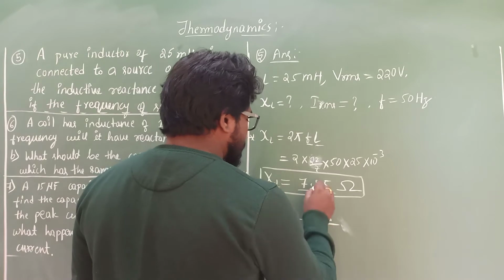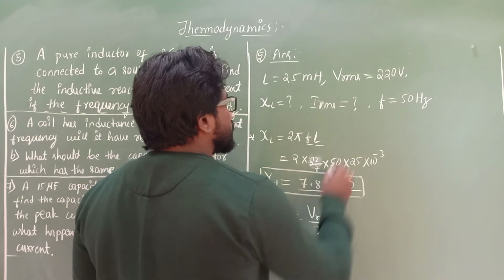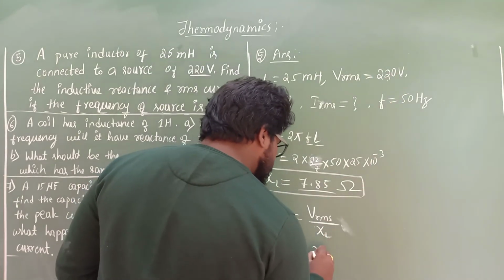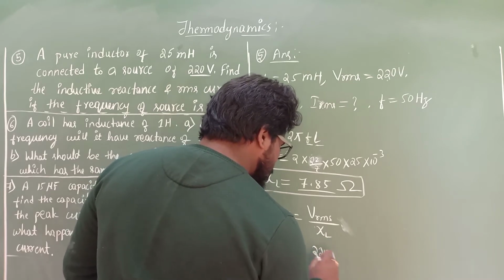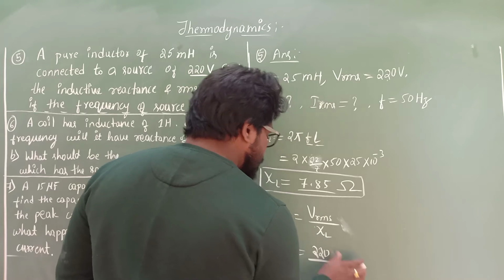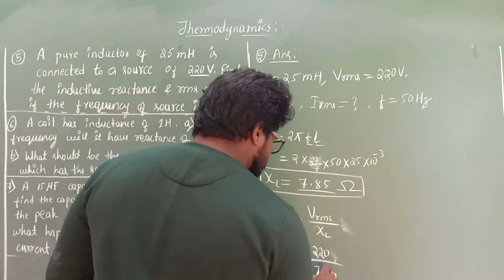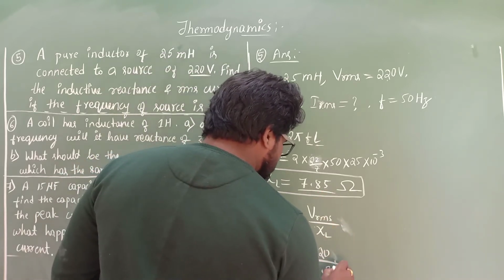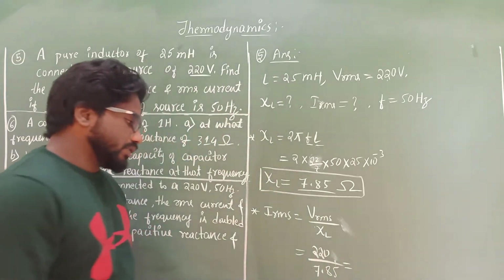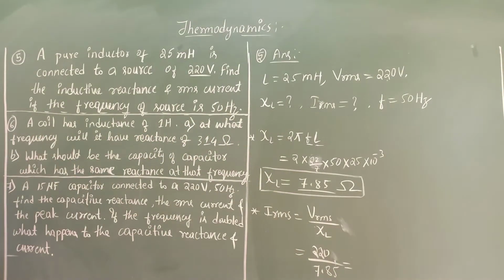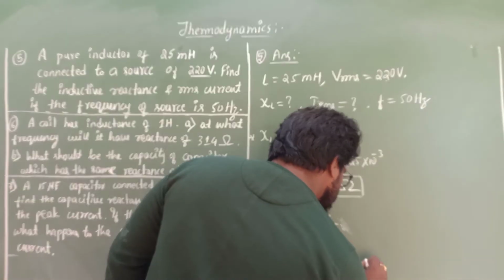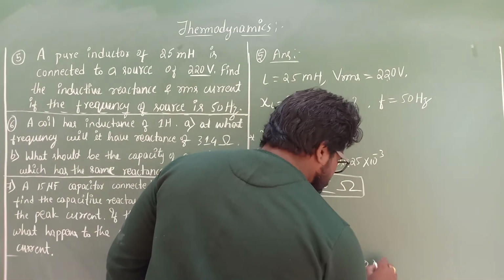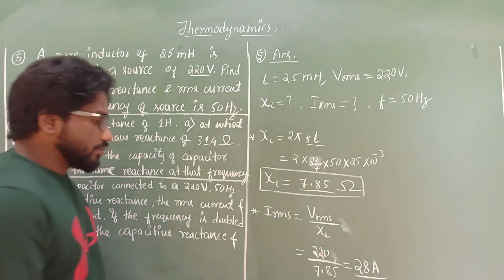What is the value of Vrms? That is 220 volt, divided by the XL value. Here you got 7.85. When you simplify this, you will get the answer as 28 ampere, because it is nothing but current.